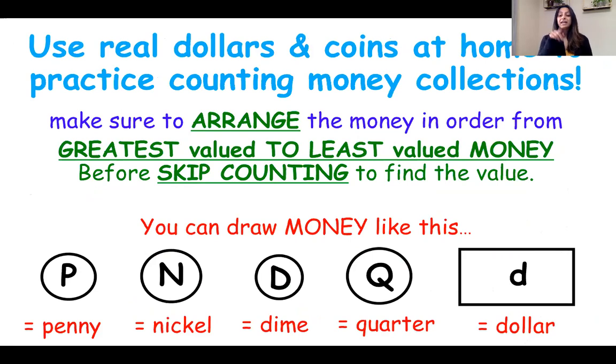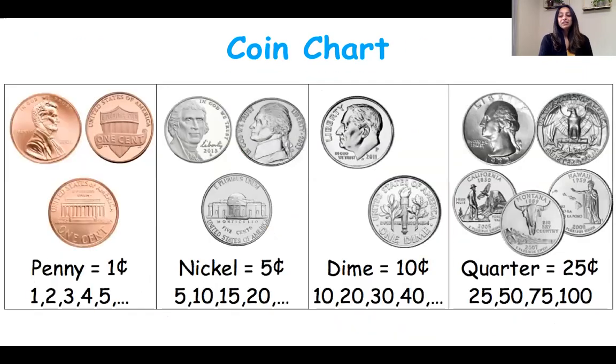And make sure you're writing a dollar sign, then the number of dollars, then a decimal point, then the number of cents. Here's a review of all the coins we know before we go.